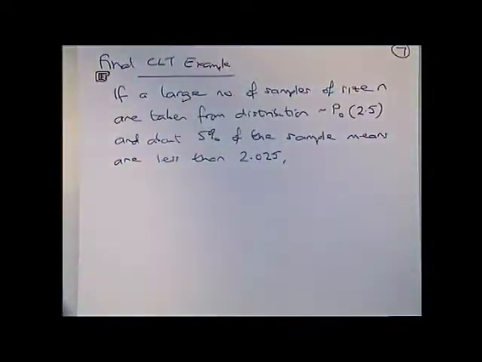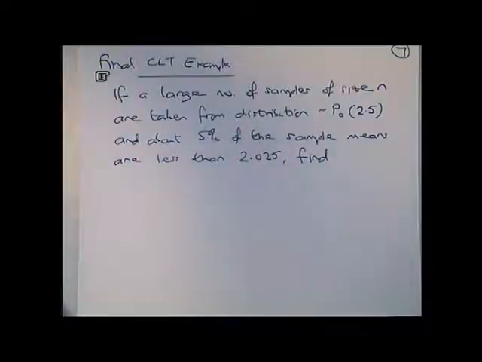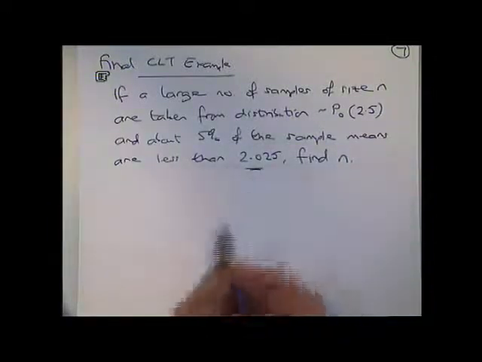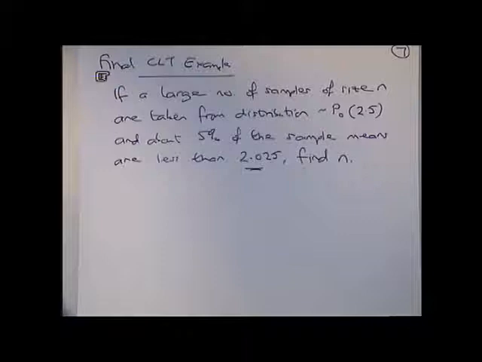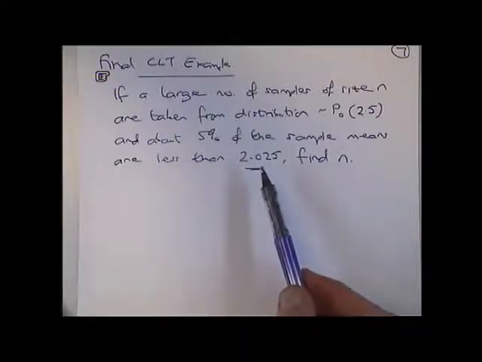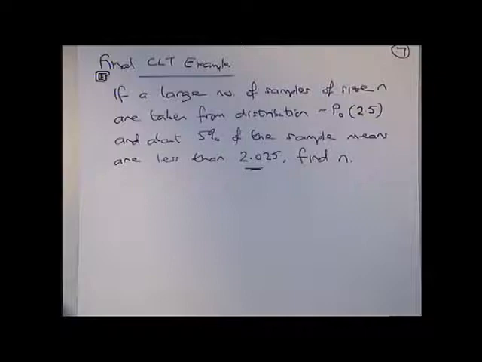What do you think you've got to do? Find the probability that you win a game? No. You've got to find n. So this is like a backwards question, I suppose. You've actually got a probability here, and you've got a value. You know you're dealing with sample mean, so that should be ringing bells: central limit theorem. And you've got to find out what n is.